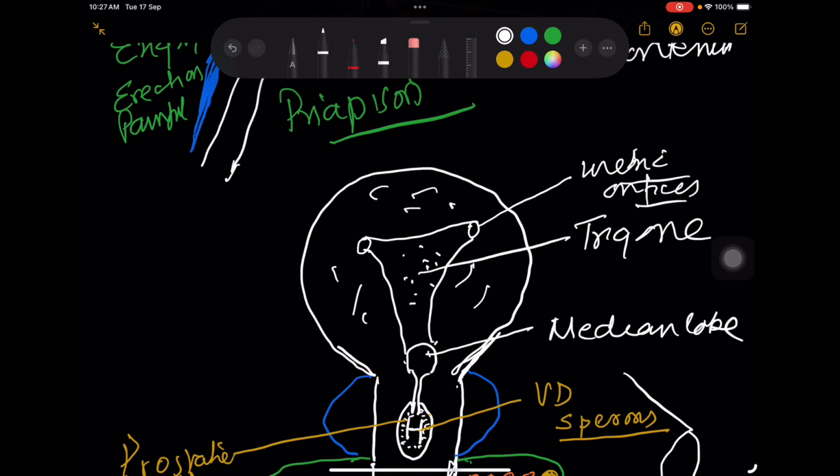Normally when the bladder contracts, these ureteric orifices are collapsed and they prevent a ureteric reflux. But in tuberculosis, they fail to close. Therefore, the ureteric reflux is present, and such ureters are called golf hole ureters.